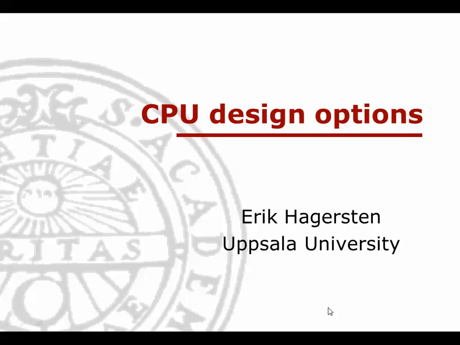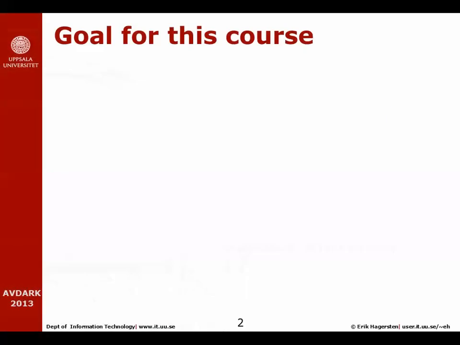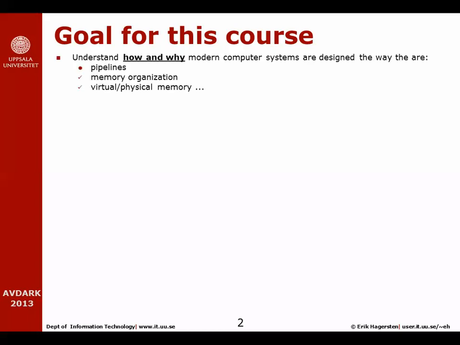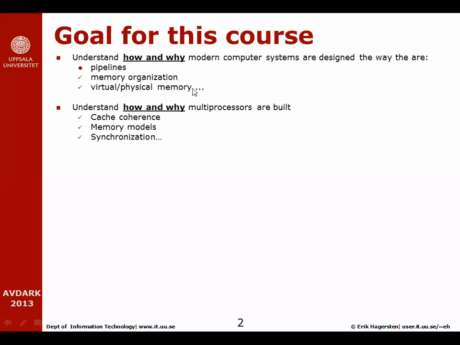So it's time to discuss how to design the computers, the CPUs themselves. Before doing so, let's do a quick checkup of where we are in this course and the goals we have. The goal was to understand modern computer systems. We talked about pipelines, we haven't discussed them yet, but we have talked about memory organizations and virtual and physical memory. We have covered all the aspects of multiprocessors, caches, cache coherence, memory models, and synchronization.